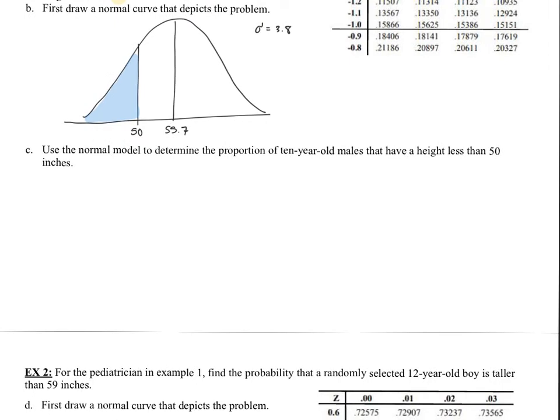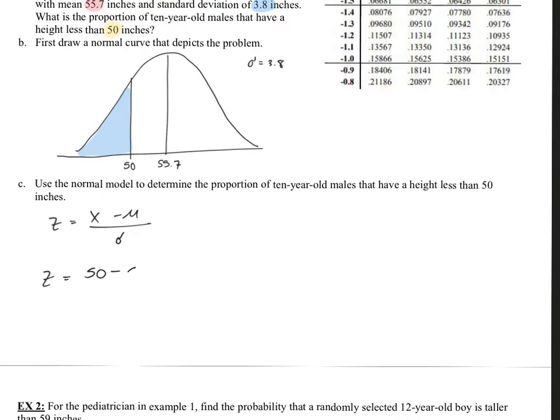So we want to change this into a z-score. So we're going to use the formula z equals capital X minus mu over sigma. So that means z is going to equal capital X, which was 50, minus the mu, 55.7, divided by sigma, which was 3.8. And what are we going to get here? So we end up with z is negative 1.5. And notice, now we're using lowercase z when we're solving here. So lowercase z is negative 1.5.